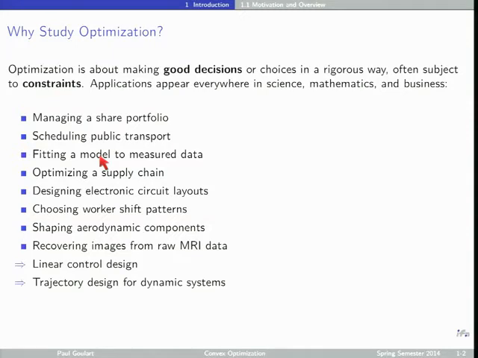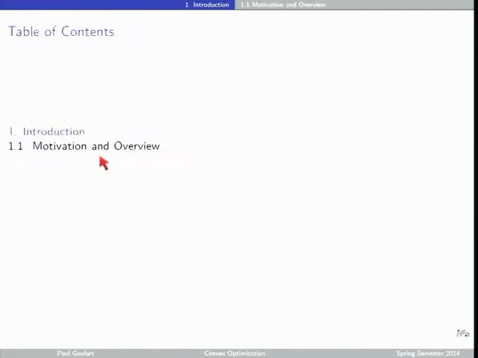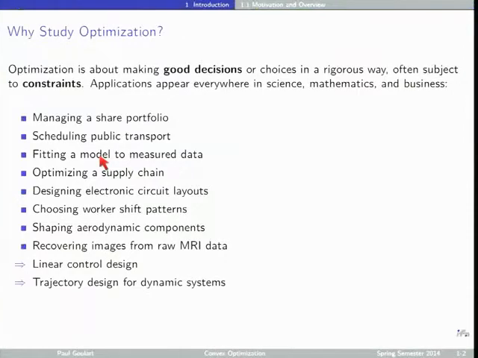One that you'll probably have seen is fitting a model to measured data. This would be something like solving a least squares problem. I give you a bunch of inputs and outputs, and you want to find a linear relationship between the two. So you solve some optimization problem where you're minimizing the square of some errors. This is one of the few cases where we can just write down what the answer is. Most of the time, this is not possible.